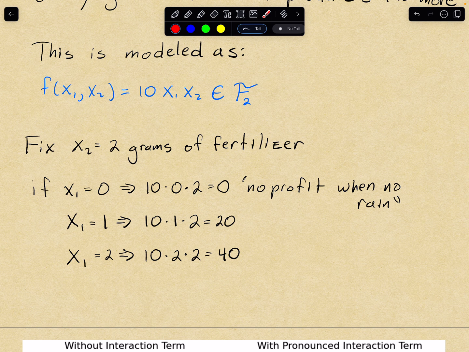However, what we have is that since the rainfall increased from 1 to 2, that's a 1 inch increase, for each gram of this fertilizer we have, we get $10 more. So now our profit is 40. So it goes from 20 to 40. So we have this relationship where increasing rainfall, which is this feature, can have this dependence on how much fertilizer you apply.